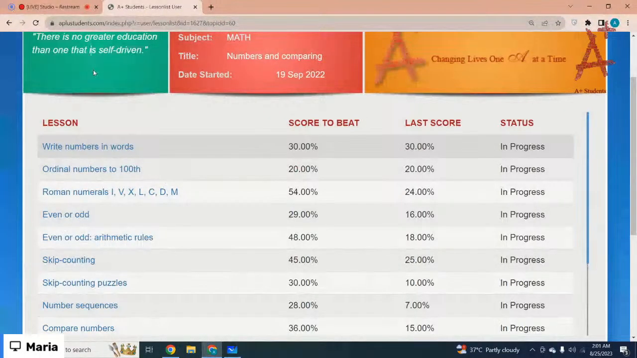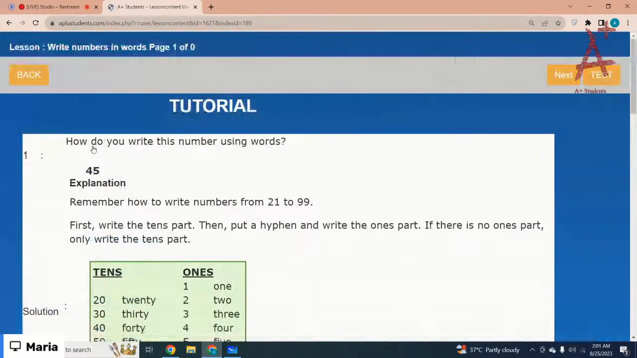Okay, here I am on the grade 3 math. The chapter is numbers and comparing. Let's start with the first lesson, write numbers in words. How do you write a number using words? You have to write 45 in the form of words. First write the tens part, then put a hyphen and write the ones part. If there is no ones part, only write the tens part.